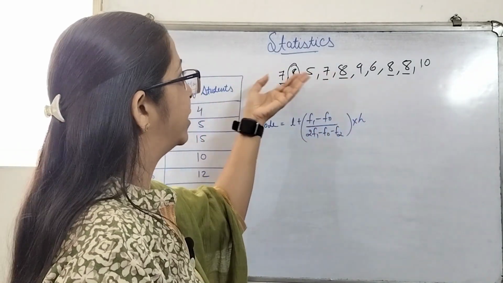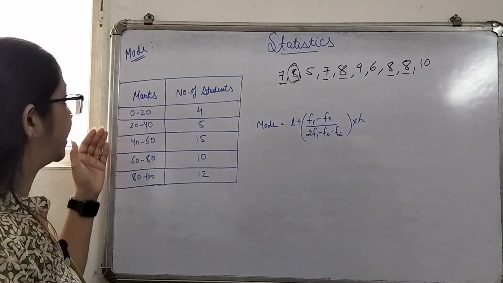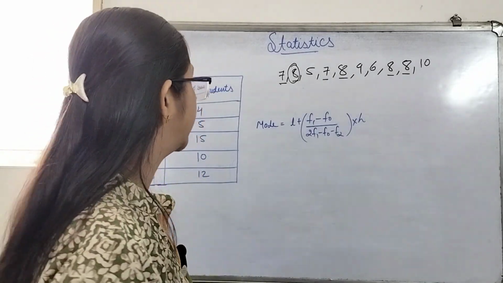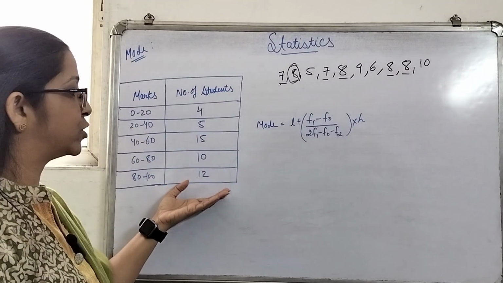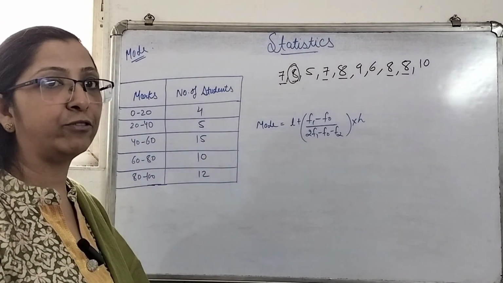Now this is the case when it is ungrouped data. But how can we find the value of the mode in grouped data? Now how to find it out? Just see. Over here again, there are some number of students, and we have taken what marks they have secured out of 100.